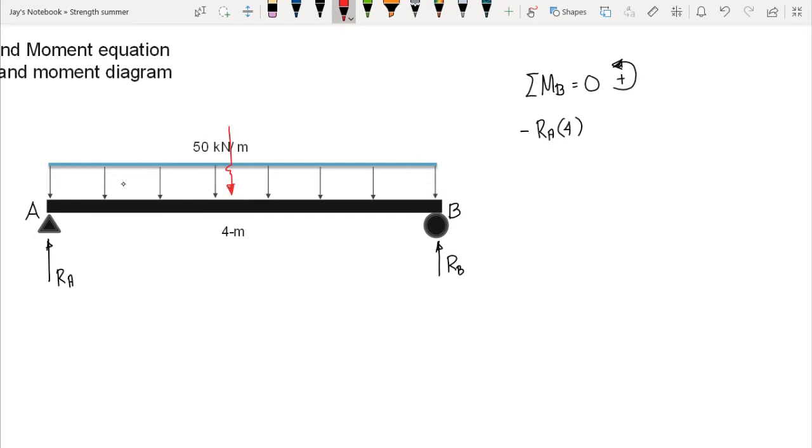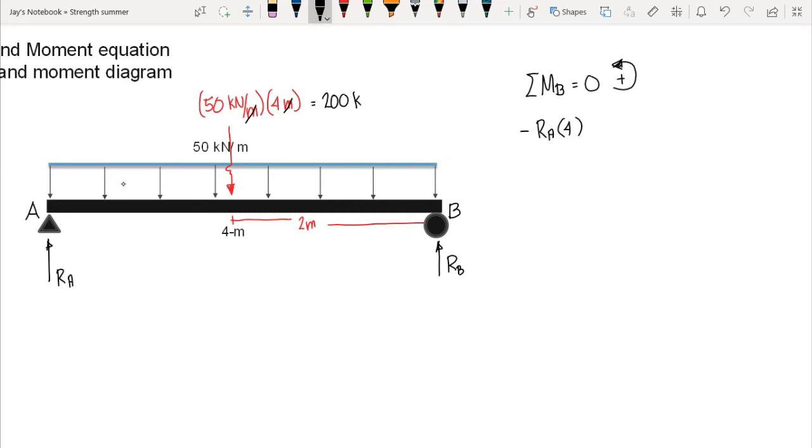Okay, since our 50 kilonewton per meter is acting on the entire 4 meter length, therefore its resultant is located 2 meters from both supports. So we have 2 meters from both supports, that's the location of the resultant. Now the magnitude of the resultant is just 50 kilonewton per meter times the length of action, that is 4 meters. Then we can cancel out meters, and we have the answer, 200, and the unit is kilonewton.